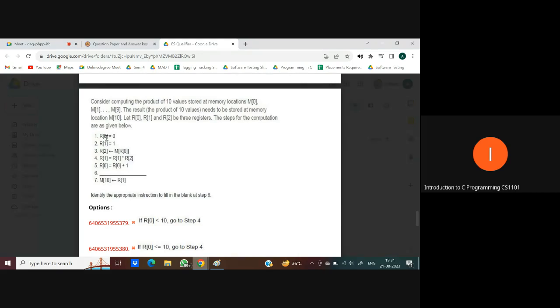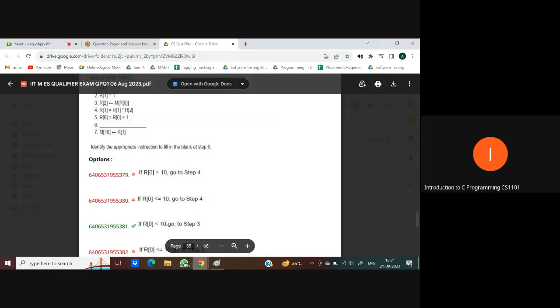Because in the first iteration, R2 would have gotten its value from the M0 memory location, and that is all it will ever have. So it is essential for you to keep updating the value of the R2 register from the different memory locations M1, M2, M3 till M9. Right? So that is why this is the correct condition.